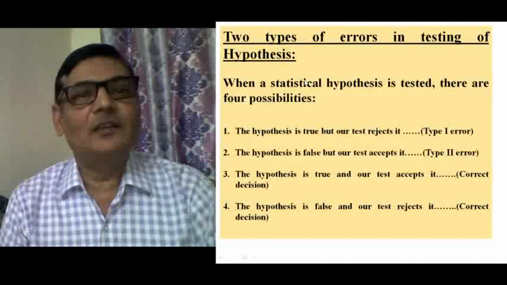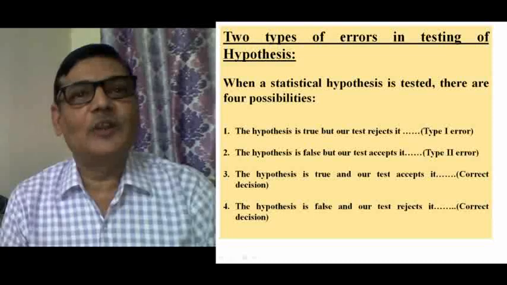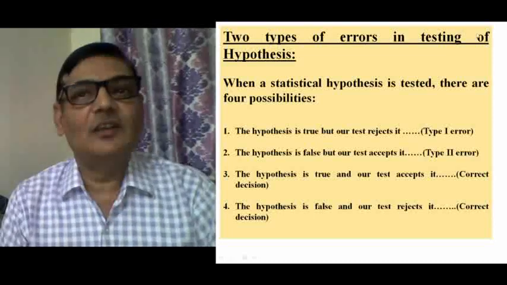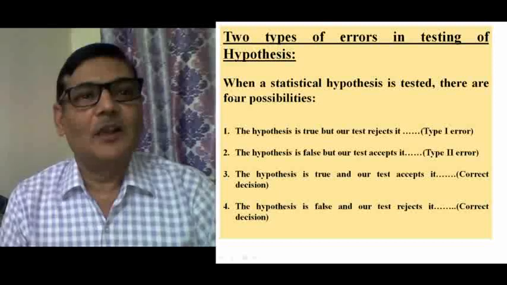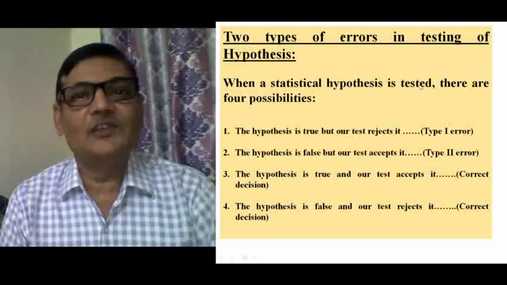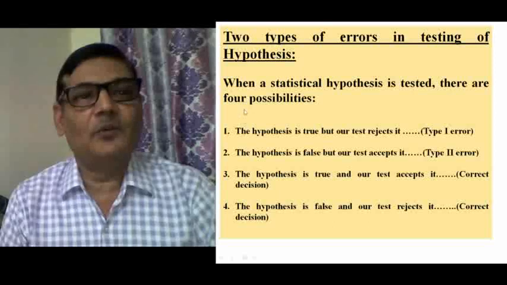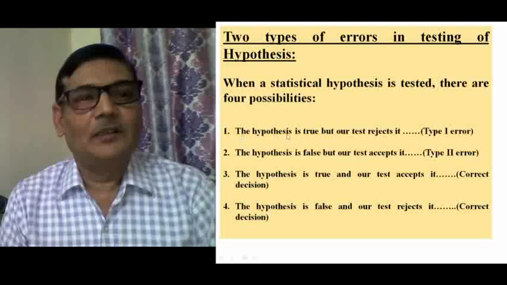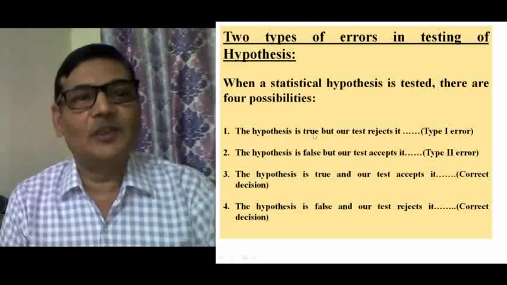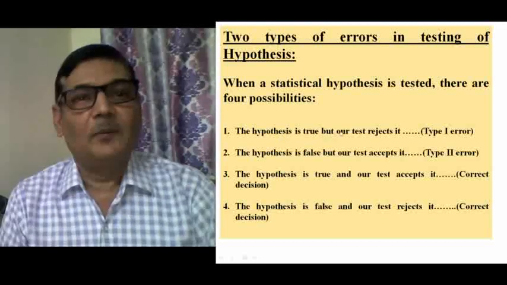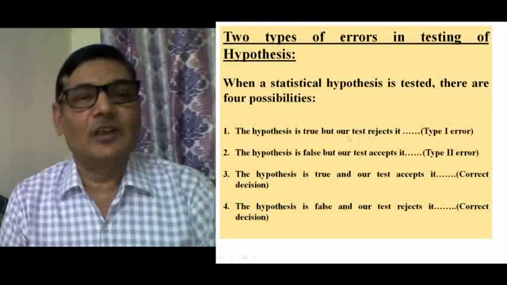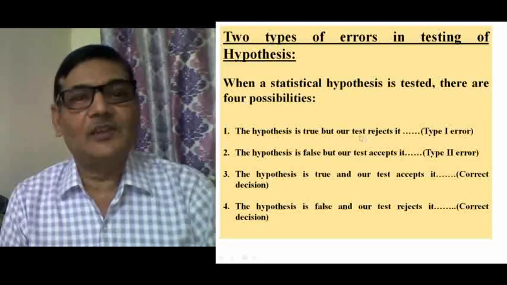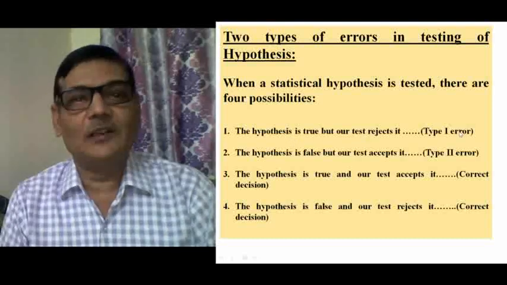Another important thing you should know is that there are two types of errors in testing the hypothesis. When a statistical hypothesis is tested, there are four possibilities. The first possibility is that the hypothesis is true. Whatever null hypothesis you are deciding is true, but our test rejects it, meaning your analysis is not accepting this hypothesis. So that is type 1 error.